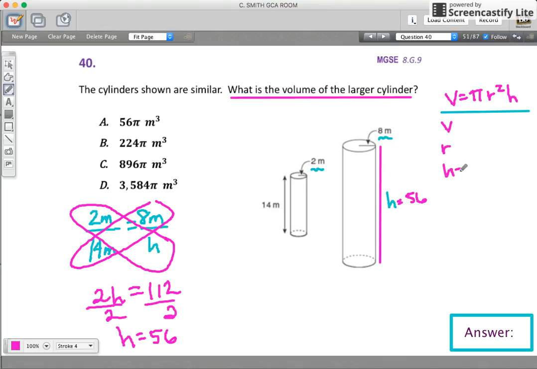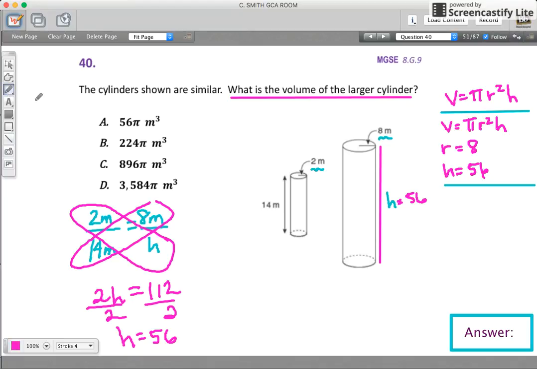We don't have to solve it all the way out. We can tell that based on our answers. All right, we don't know what our volume is, so we're just going to use our formula. We're going to leave it as is. Our radius is 8, and our height we just discovered is 56. Okay, so we have defined our variables.